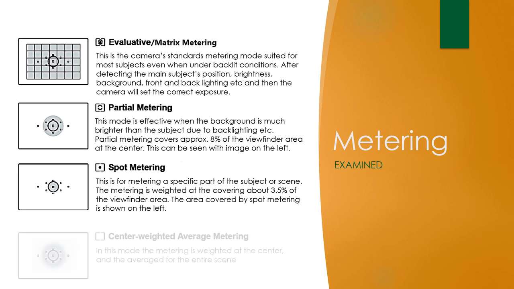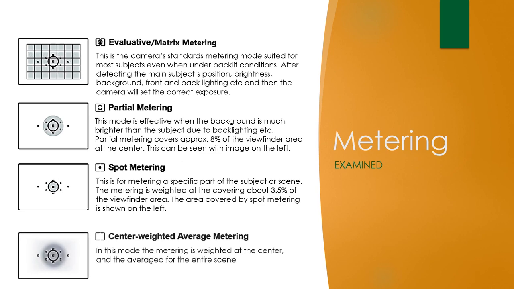Next, we have the center weighted average metering, which basically in this mode, the metering is weighted at the center and then averaged out for the entire scene. So it's more concentrated at the center, but then it still takes the whole scene, but not at the same concentration as it does in the center. So the concentration dies out in terms of the light it reads.